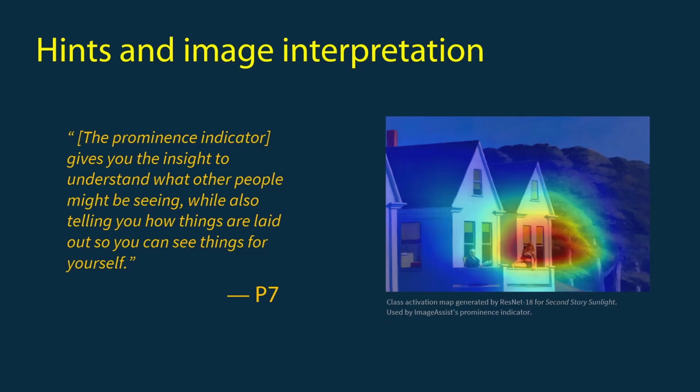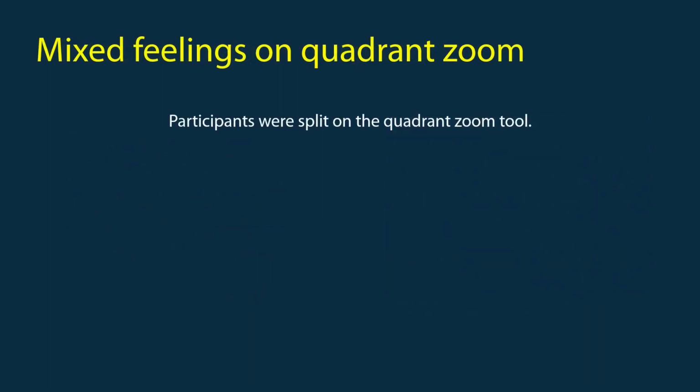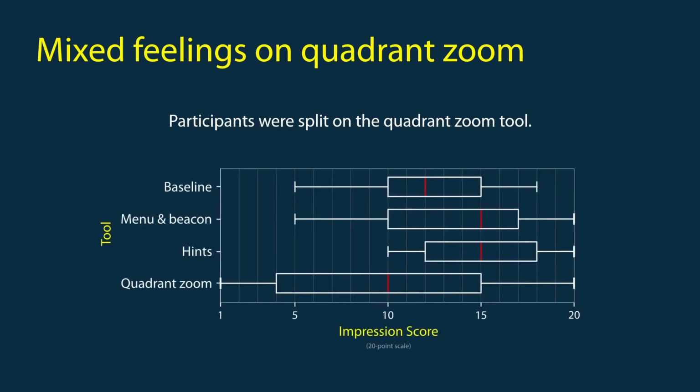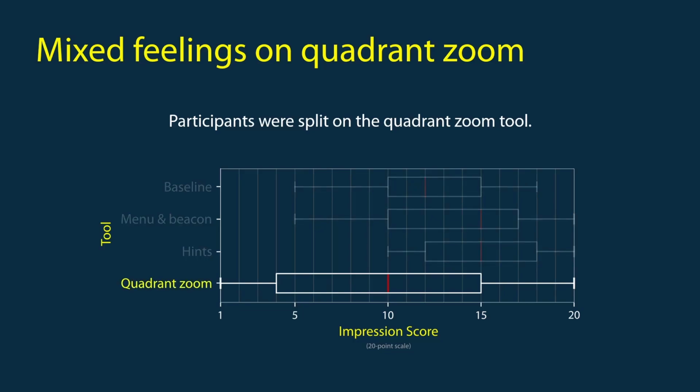Another finding we saw with respect to the quadrant zoom tool in this case is that participants were split on their impressions of the quadrant zoom tool, and we can see this in this graph, which shows box plots of participants' impressions of each individual tool on a 20-point scale. We see that impression responses for the quadrant zoom tool span the entire range of possible responses, with the median being right in the middle.